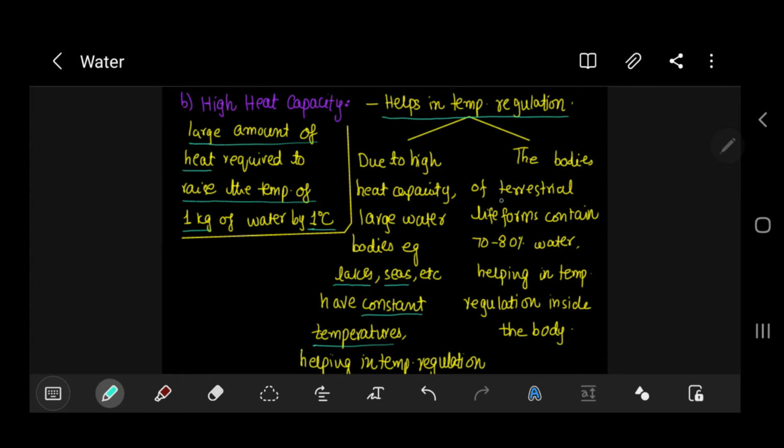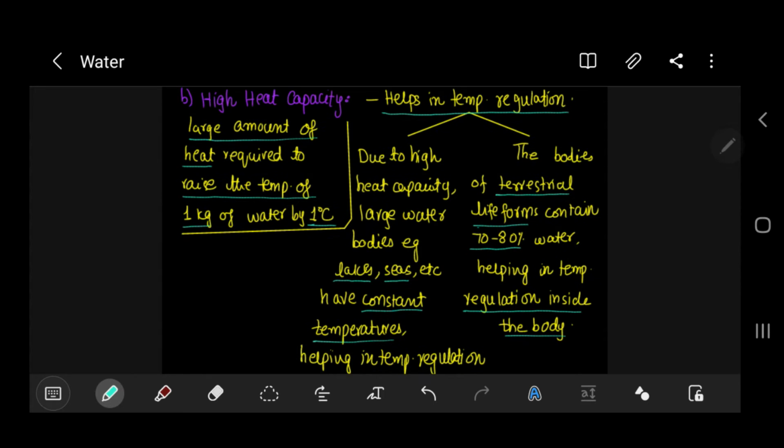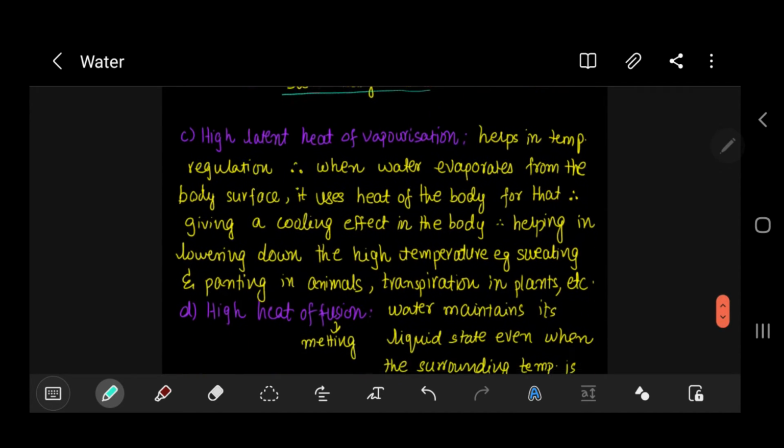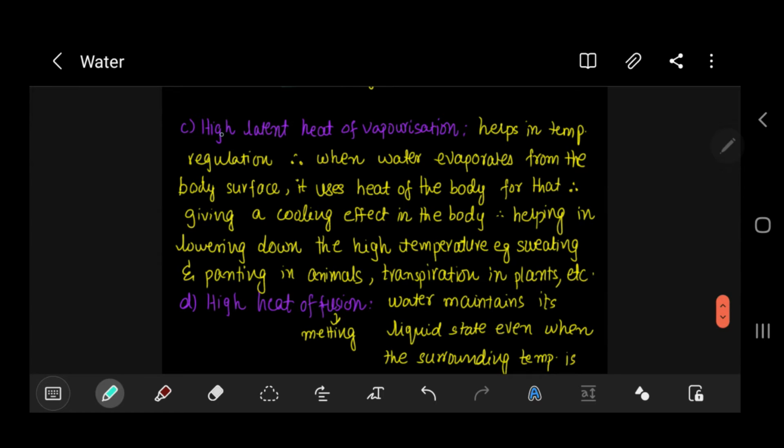Now, the second thing is that the bodies of terrestrial life forms contain 70 to 80% water, and this helps in temperature regulation inside the body, because water inside cannot change temperature easily. As we know, it has a very high heat capacity, so it maintains a comparatively constant temperature, and this also helps in temperature regulation. Moving on, the third thing, it's high latent heat of vaporization.